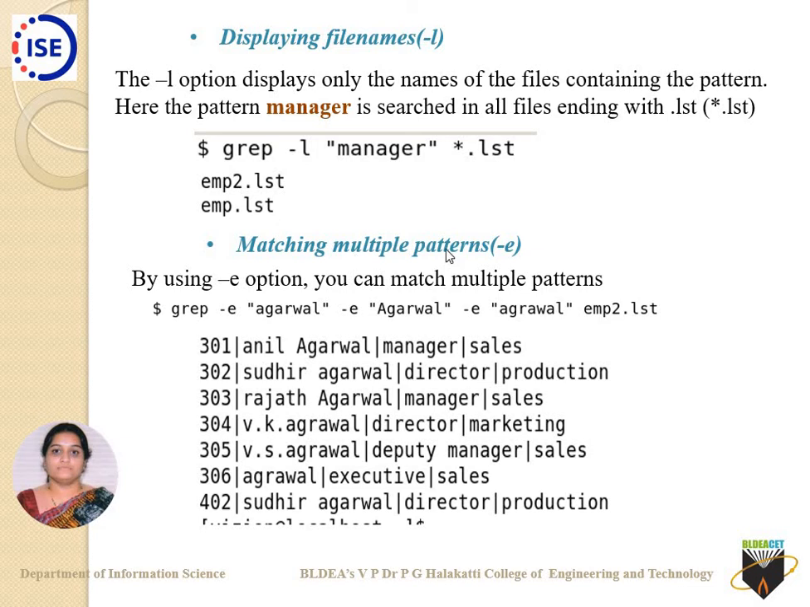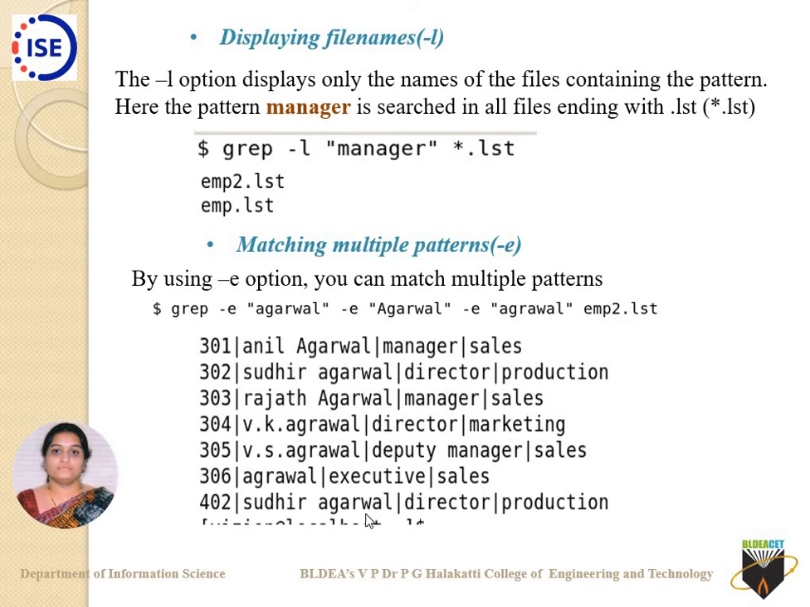Matching multiple patterns. If I want multiple patterns to be searched, that is, more than one pattern, then for example I'll use -e Agarwal, -e one more Agarwal, -e Agarwal, and then comes the file name. These are my multiple patterns, from this particular file called emp2.lst.